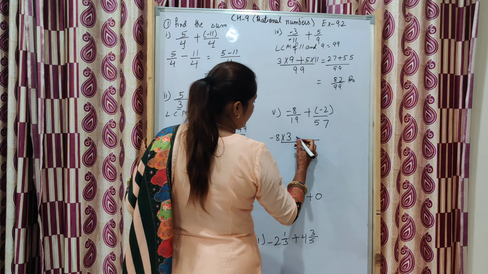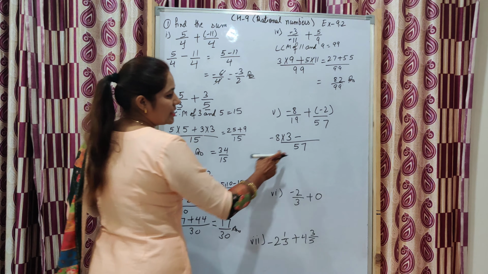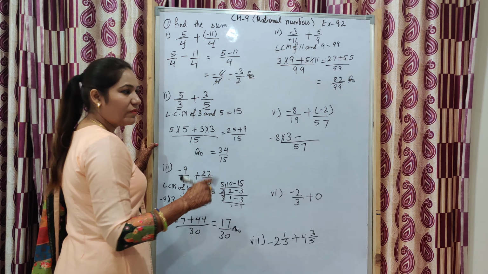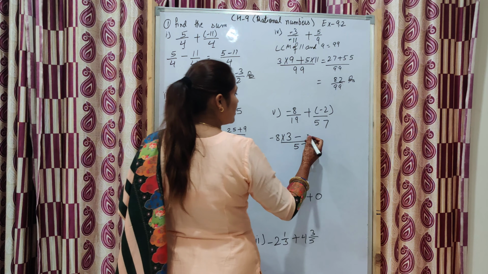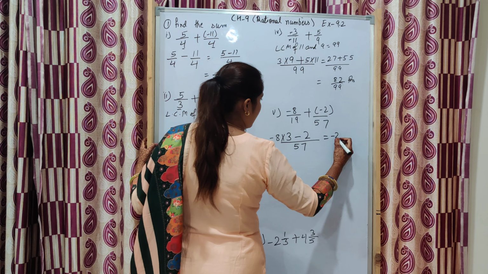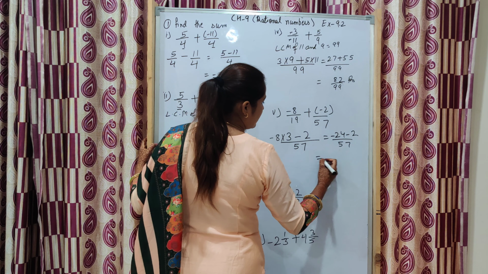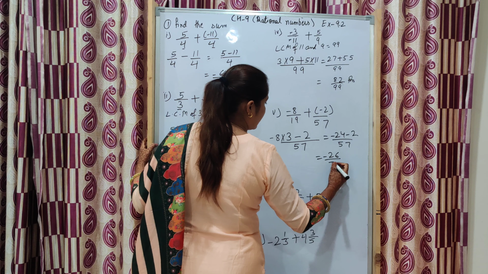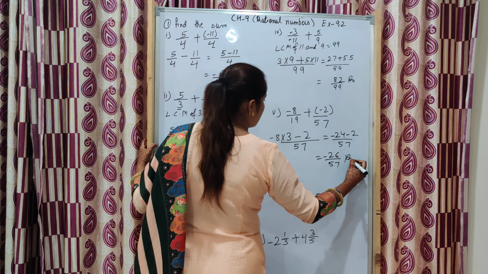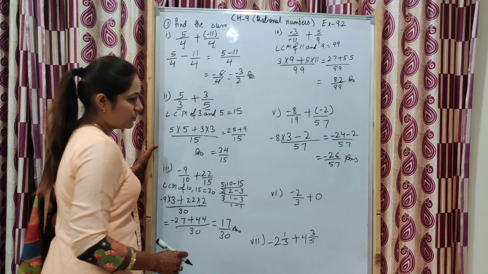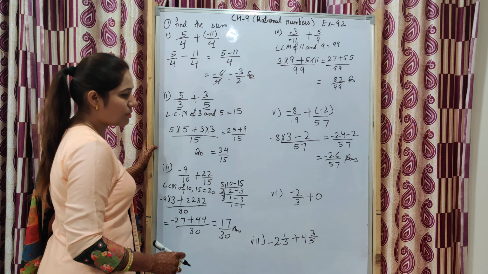Plus minus minus. Now 57 divided by 57, 1. 1 will multiply with minus 2, that is minus 2. Minus 24 minus 2 upon 57. Minus minus plus, but the sign is negative. Minus 26 upon 57.